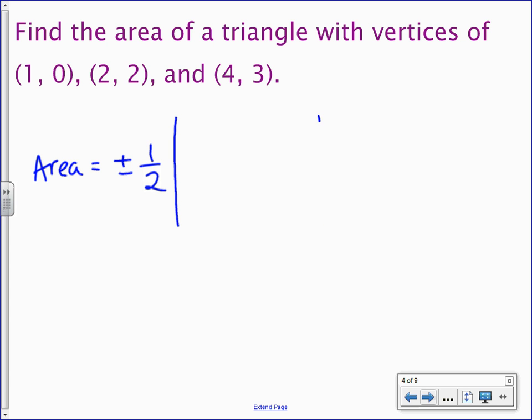Okay? I don't care which coordinate you pick first, you're going to get the same determinant, either positive or negative, and since the sign doesn't matter, we're going to be fine. So, I'm going to put 1, 0 with a 1, coordinate 2, 2 with a 1, and then coordinate 4, 3 with a 1. We at least have 1, 0 in our determinant, so that's going to make it a little bit easier, right?